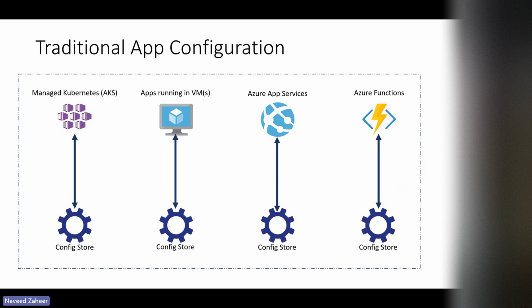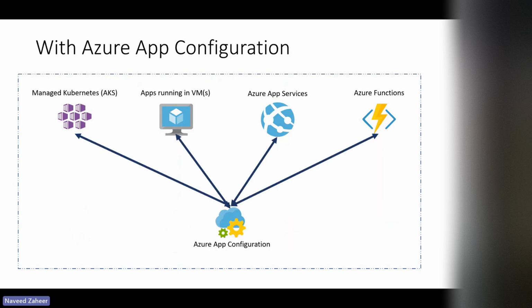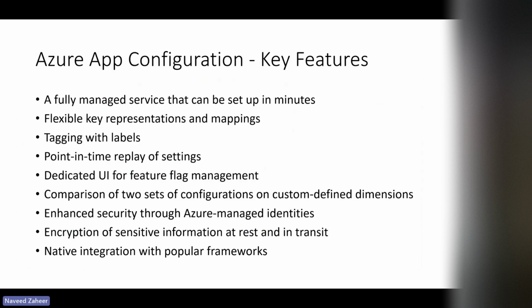Okay, so here is how it traditionally looks. You are in the cloud, with different applications and different configuration stores, and let's say you have an application that consists of multiple components and you want to move on to the next version and provide an update. How do you do it? You have to update all these stores. And here is how it looks with Azure App Configuration. You have a single store, and every application is accessing that information from there.